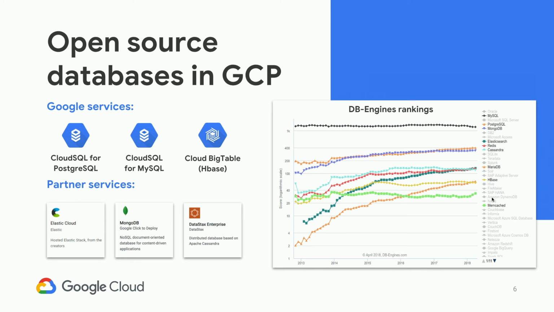For example, if you're using Postgres, Cloud SQL for Postgres provides you a managed Postgres service. And with managed services, one of the key benefits that you get, of course, is that you don't have to manage the service. You just have to focus on building the application. Same thing with MySQL. So if you have MySQL, you can use Cloud SQL for MySQL. If you're using HBase, for example, we have HBase compatible APIs built on top of Cloud Bigtable. So open source is a big focus for us.